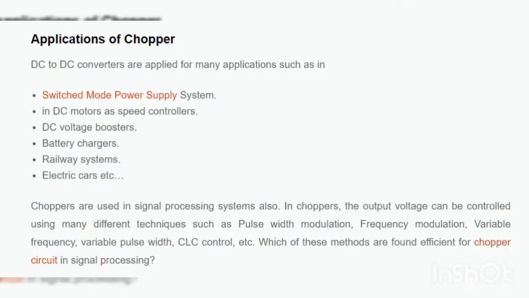Now where are choppers used? It is used for switch mode power supply systems. It is used in DC motors as speed controllers. It is used as DC voltage boosters, battery chargers, railway systems, electric cars, etc.